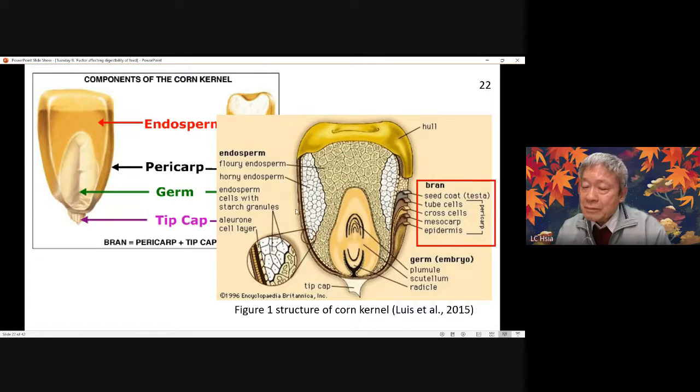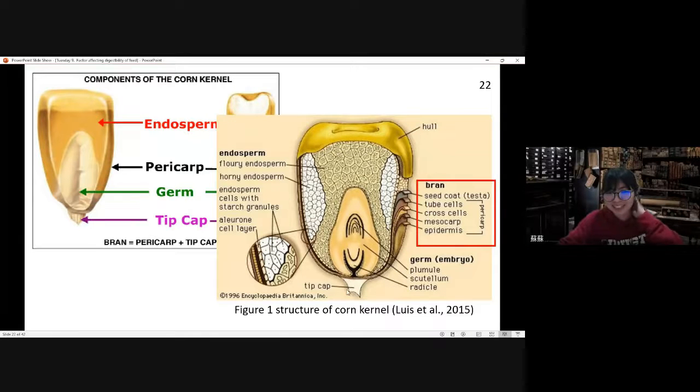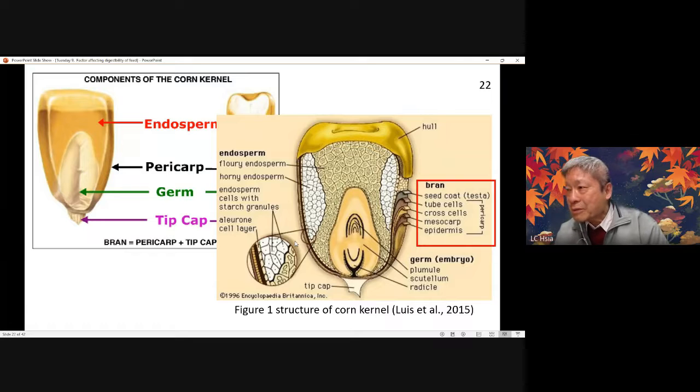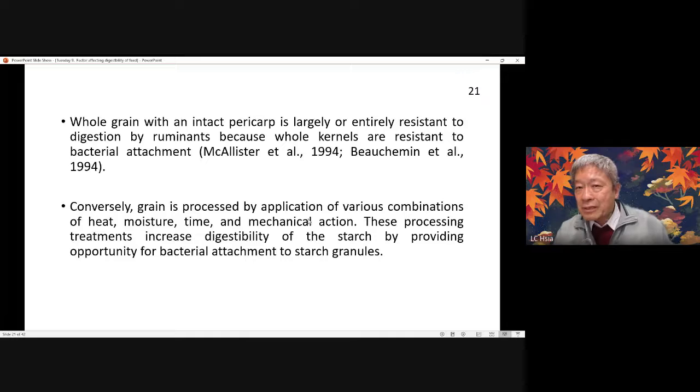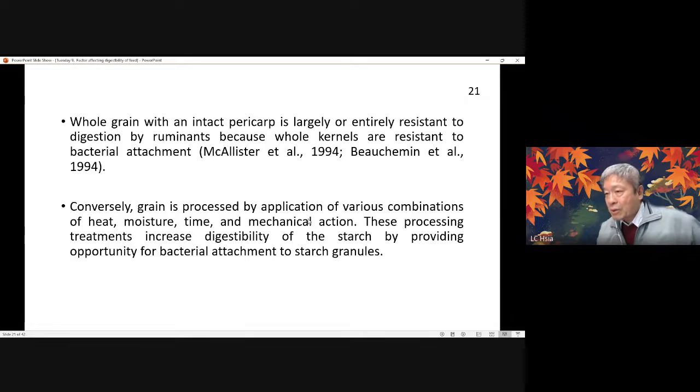Chou, do you agree? I'm not sure. Okay. Any other people? Do you agree? I suggest we should not think too complicated, because we go back to the last page. You can see here heat, moisture, time, and mechanical action. What is the common thing for these four treatments? Heat, moisture, time, and mechanical action.